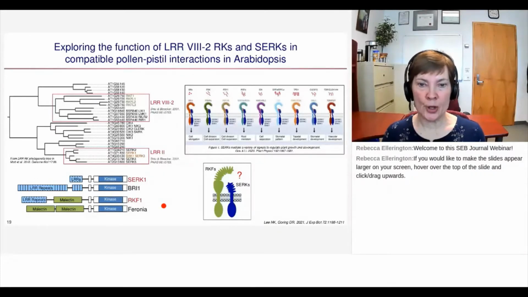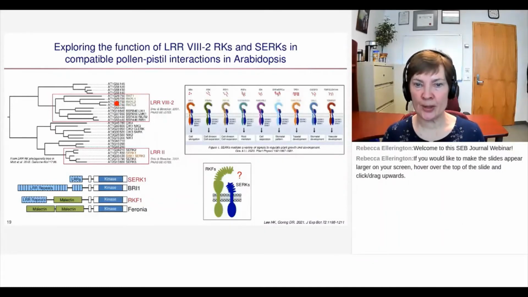Okay, so we actually don't know a lot about these LRR8-2 members. There are some papers on them, but their functions are still fairly elusive. And in the case of RKF1, it was called RKF1, which stands for receptor kinase flower 1, because it's highly expressed in flowers, but there's nothing else known about it. And we named the other three members here because, as I'll show you in a couple of slides, they're all found as a cluster, and they're the most closely related paralogs to each other.